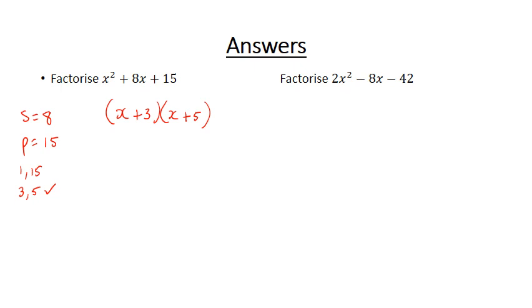In the second equation, you can see that there's a coefficient in front of the x squared. I'm going to see if I can take out a common factor first. I think I can because I've got a common factor of 2. So I'm going to take 2 out the front. That's going to give me x squared take 4x take 21. I'm now looking for a sum and a product. My sum is going to be negative 4. My product is going to be negative 21.